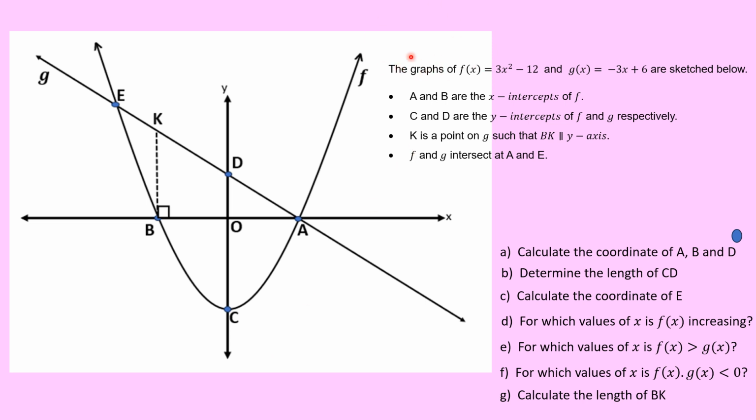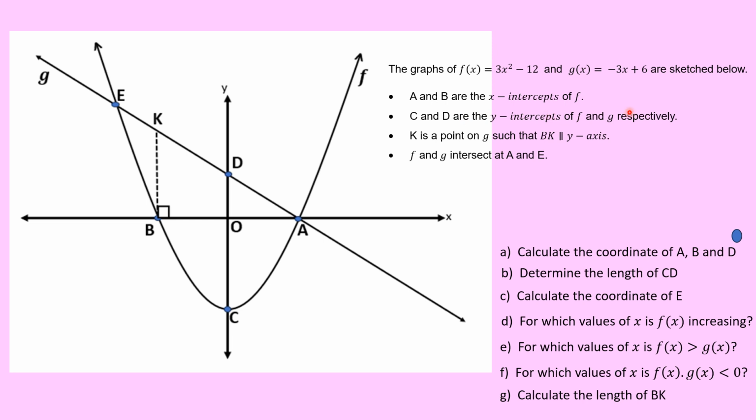So we've got the parabola. Hopefully you know that that is the parabola. They've given me the equation for the parabola, and then I've got g of x over there, and as well they've given me the straight line. They say to you A and B are the x-intercepts of f. What do we know about x-intercepts? Remember, at that point y will be 0, and at that point y would be 0.